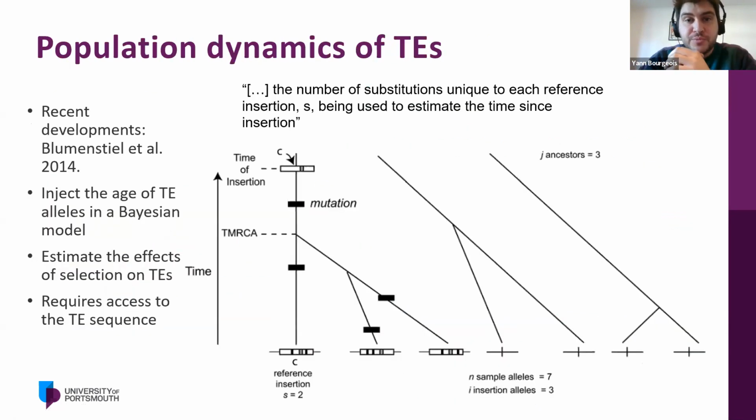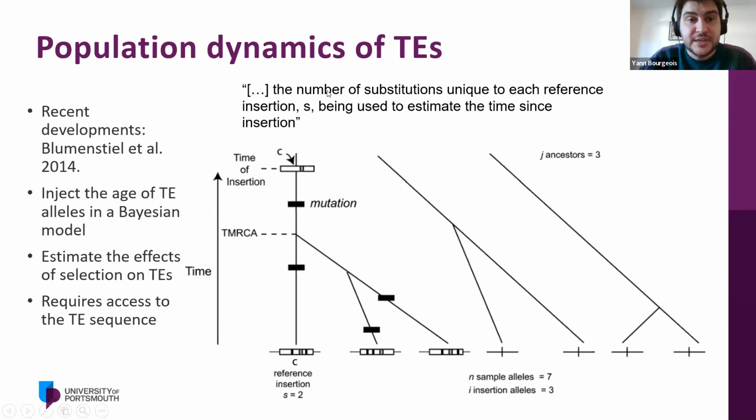There are two different papers I want to highlight that I found quite interesting. The first one was a paper by Justin Blumenstiel, published in 2014. Basically, they had access to the transposable element sequence itself. And by comparing, for the same family of TEs, or the same TE clade, the number of pairwise substitutions, they can estimate the age distribution of all those elements.